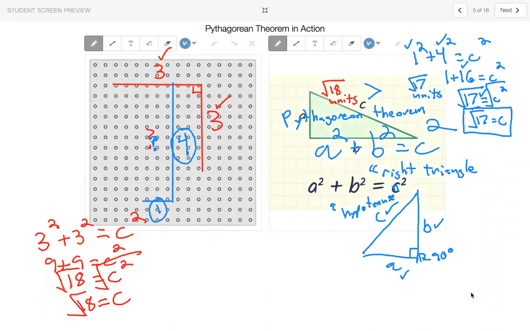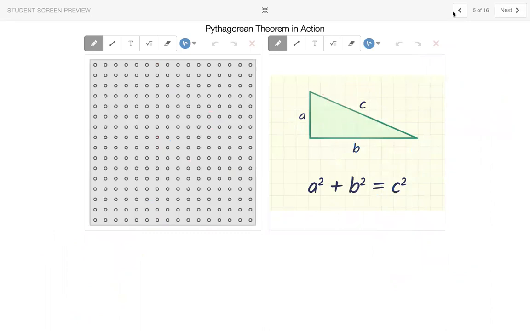This is all leading up again to using the Pythagorean Theorem, a squared plus b squared equals c squared. Write this at the top of your paper or whenever you're working on problems like this. It comes back again and again. Remember it.